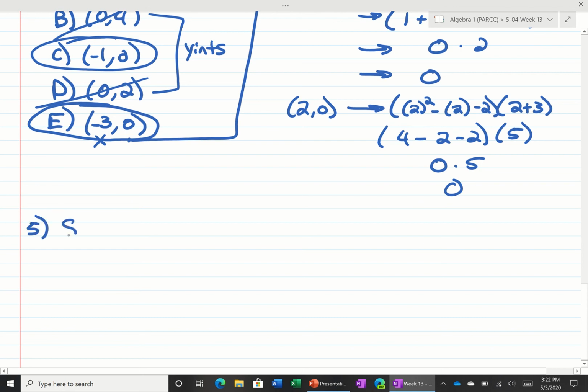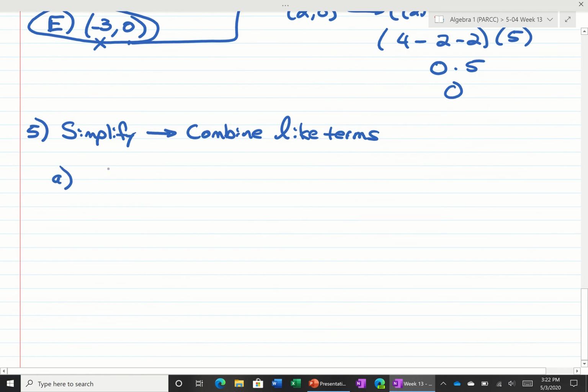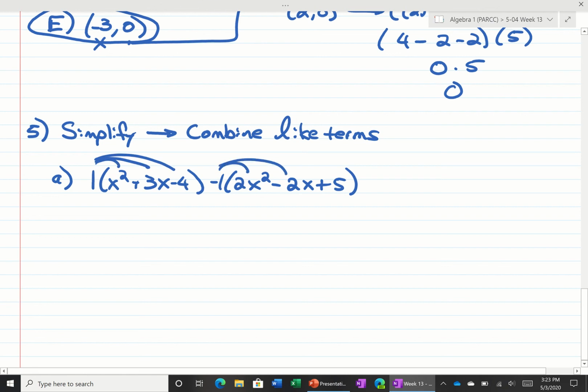Number 5, it's saying we would like to simplify the following. Now what simplify means is it just means combine like terms. So for part A, it's telling us we have x squared plus 3x minus 4 minus 2x squared minus 2x plus 5. Now anytime we see parentheses, we should always look to multiply by whatever number's in front to get rid of the parentheses. This would give us x squared plus 3x minus 4, and then negative 2x squared plus 2x minus 5.